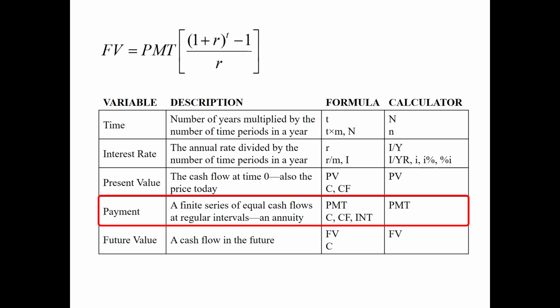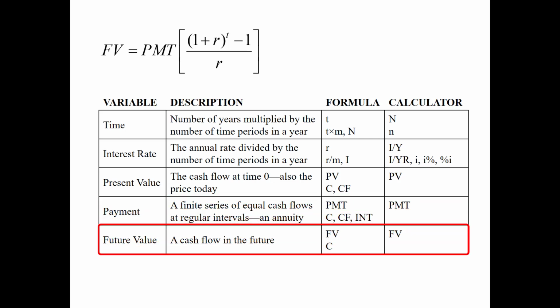If the cash flows are not all equal and they vary over time, then we cannot use that value for our payment in our financial calculator. And then our future value is going to be some cash flow in the future or the value that we're going to solve for in the future.